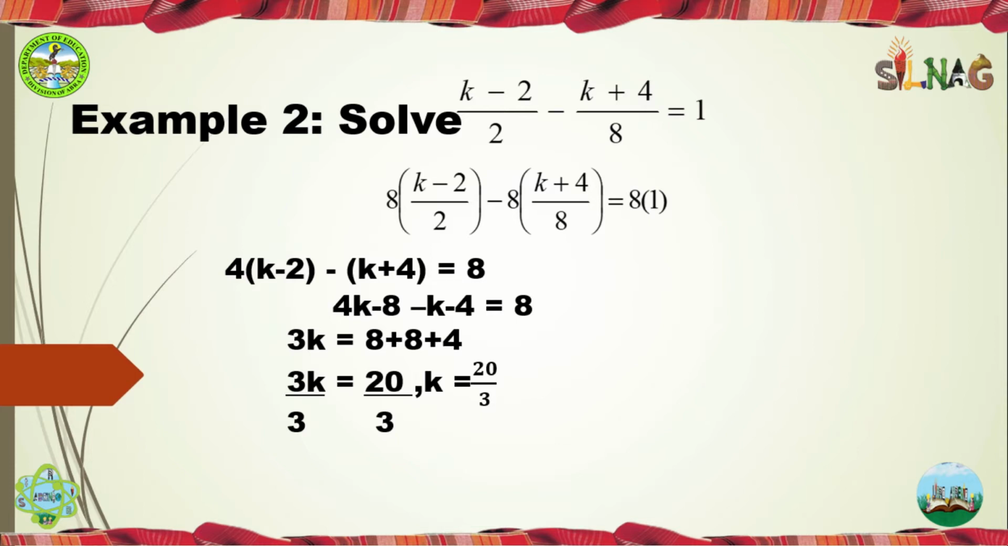Then we combine similar terms. 4k minus k is 3k. Then we transpose negative 8 and negative 4 at the right, and we have to change them as positive 8 and positive 4. Then we simplify the right side. 8 plus 8 plus 4 is equal to 20. Then to solve for the value of k, we divide the two sides of the equation by 3. 3 divided by 3 is 1 times k is k, and then we just copy the right side as 20 over 3. So the value now of k is 20 over 3.